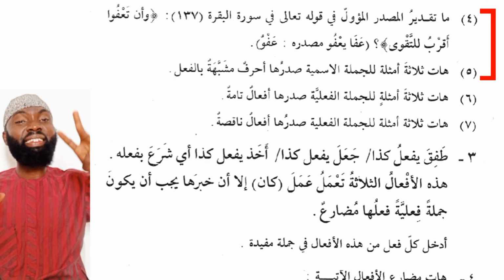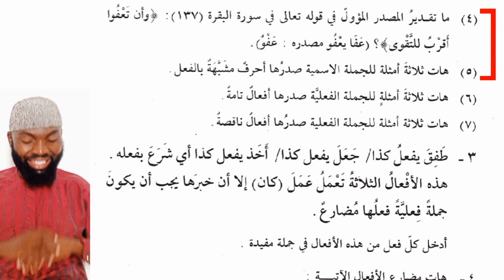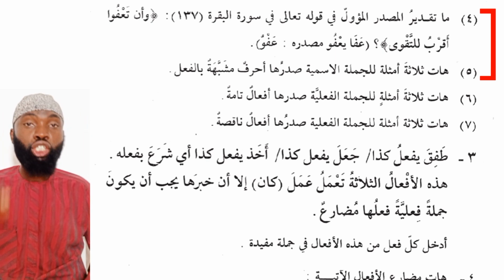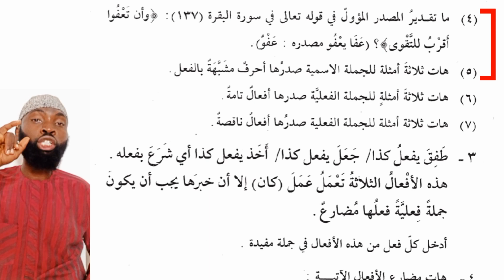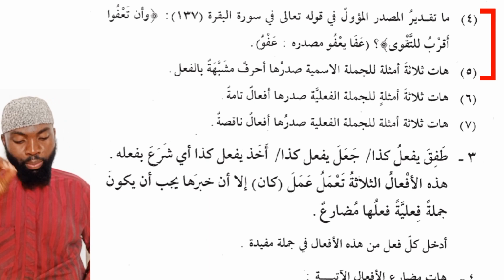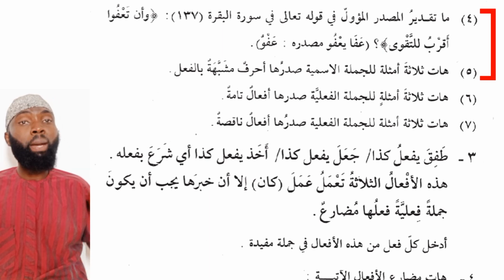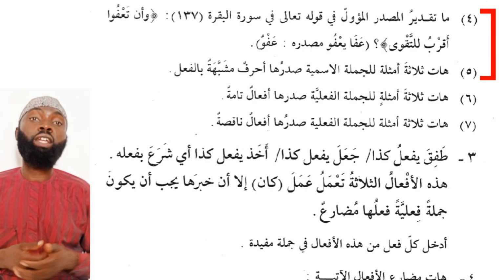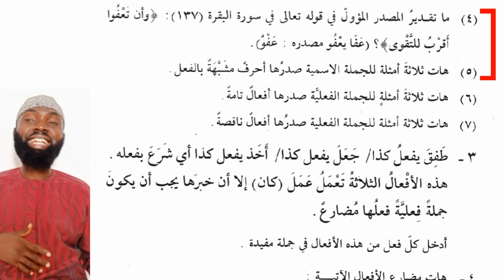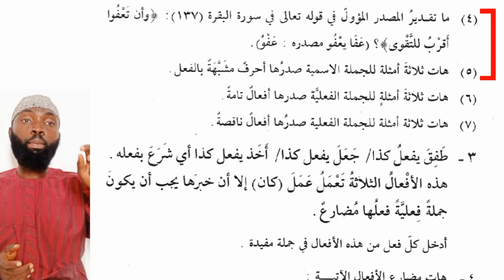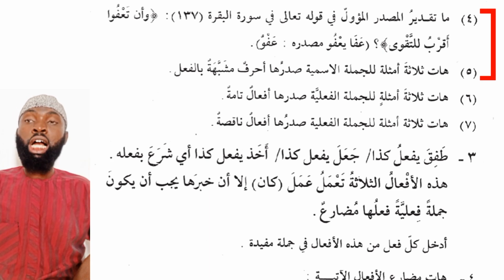Number 5, we have هاتي ثلاثة أمثلة للجملة الإسمية صدرها أحرف مشبهة بالفعل. You are to bring 3 sentences. These 3 sentences, at the beginning of them, they should have a particle which look like a verb, and this should be a nominal sentence. And you know particles which look like a verb. Example of them is inna, ka'anna, lakinna. So an example I can say inna Muhammadan ja'i'un.